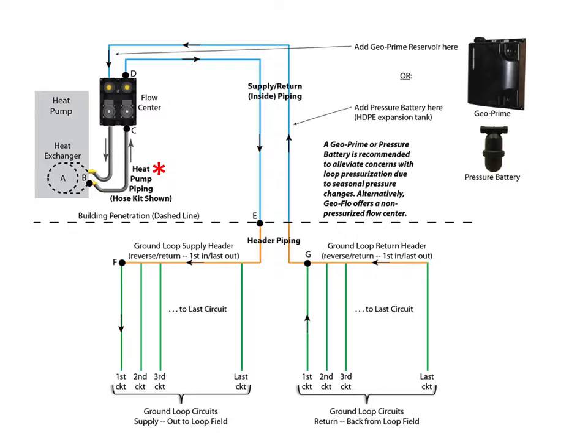Alright, so we're ready to start. We'll first start where the red asterisk is, and we'll look at heat pump piping first. That's this dark gray piping. In this case the example shows a hose kit.